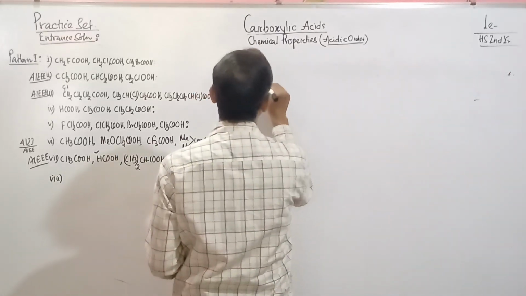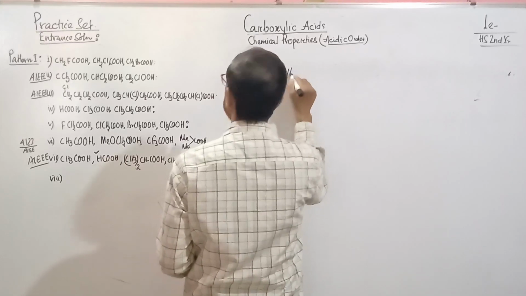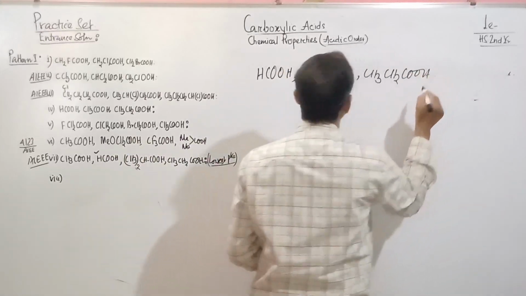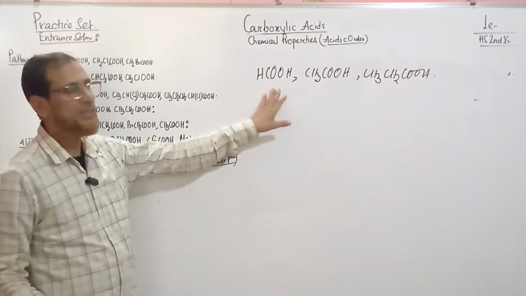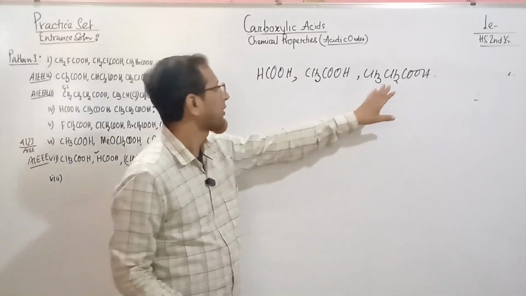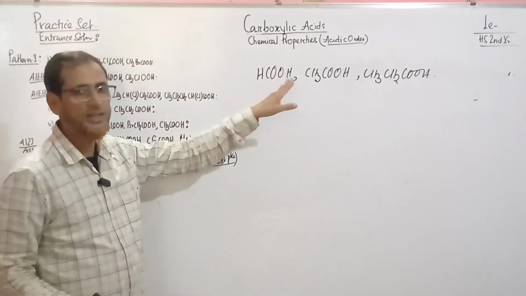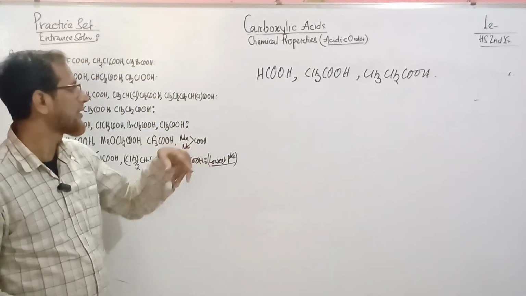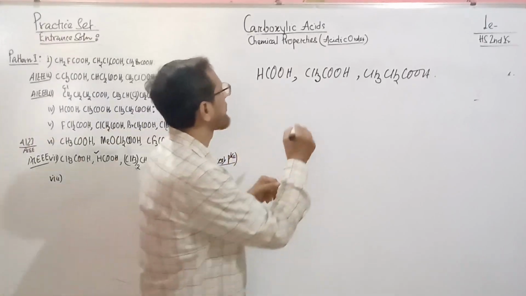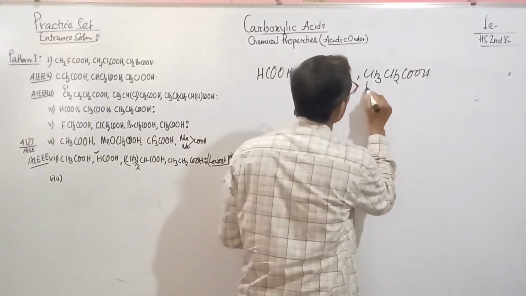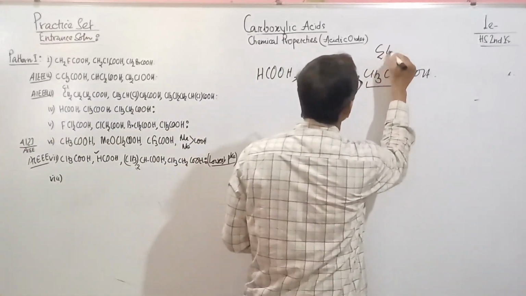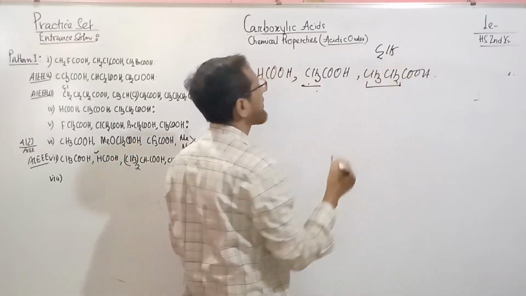So next one is, here you see, this is formic acid, acetic acid, and propanoic acid. Am I right? You are asked to arrange in increasing or decreasing order of acidity. But here you see, besides this, we are getting CH3 and we are getting ethyl group. Am I right? This is methyl group, this is ethyl group.